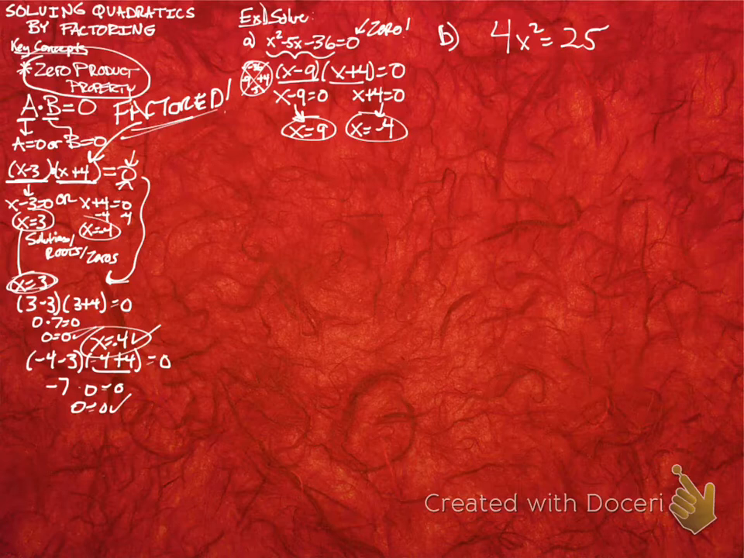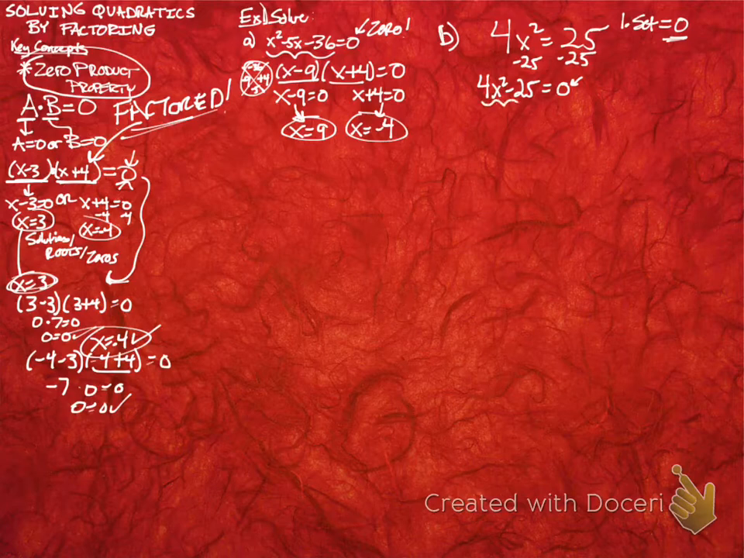Now remember, the first thing that you want to make sure you do, number one priority, is to set your equation equal to 0. It's got to be set equal to 0. So I can do that by simply subtracting 25 from both sides of the equation, right? And if I do, I have 4x squared take away 25 set equal to 0. There's my all-important 0.